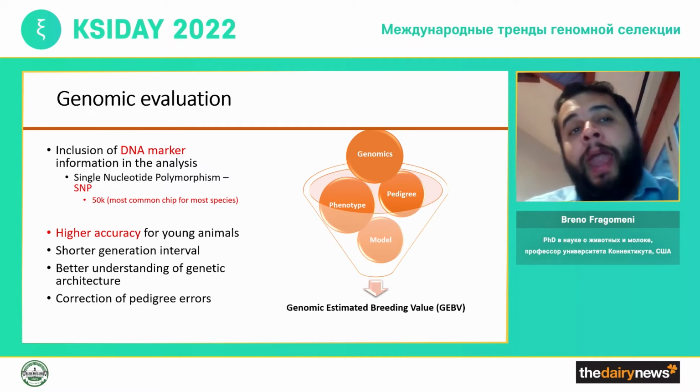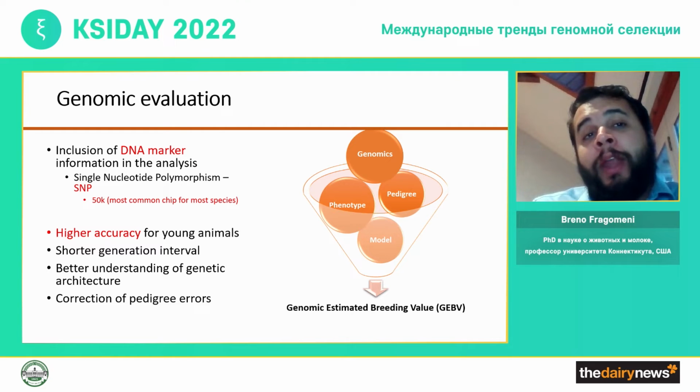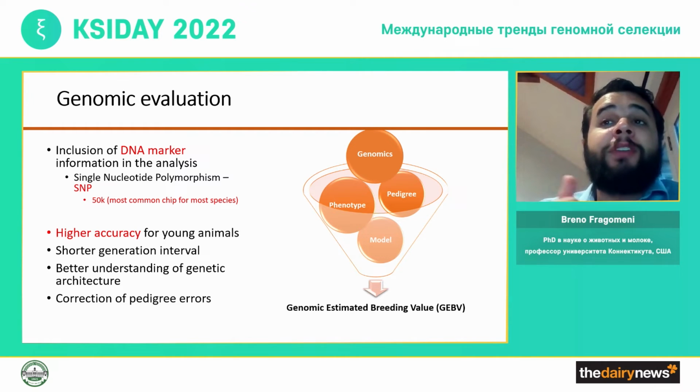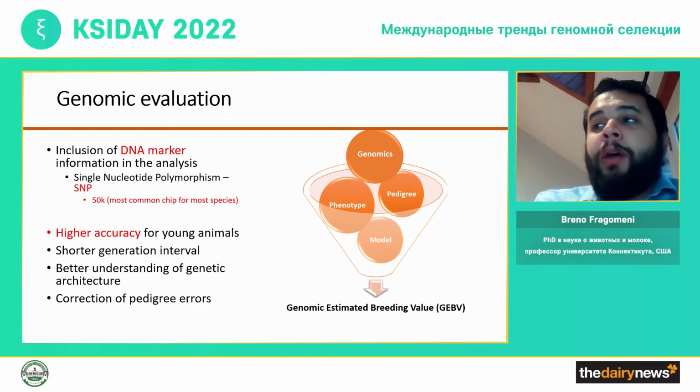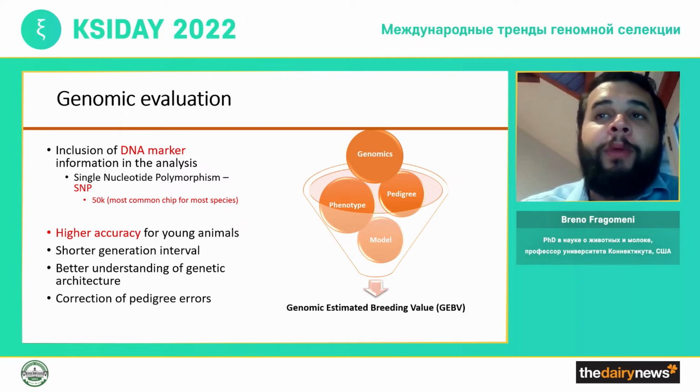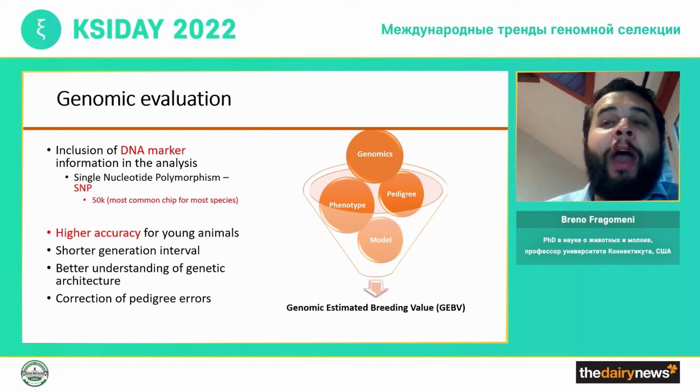And that will yield a higher accuracy, especially for the younger animals. And in a second, I'm going to show in an equation how important it is that it decreases generation interval. So we don't have to wait for an animal to be 6 years old to include that animal in our breeding program. It also allows us to correct pedigree errors. So if for whatever reason there is missing pedigree information or wrong pedigree information, genomic information can help us to identify where the error is and sometimes even fix it correctly.